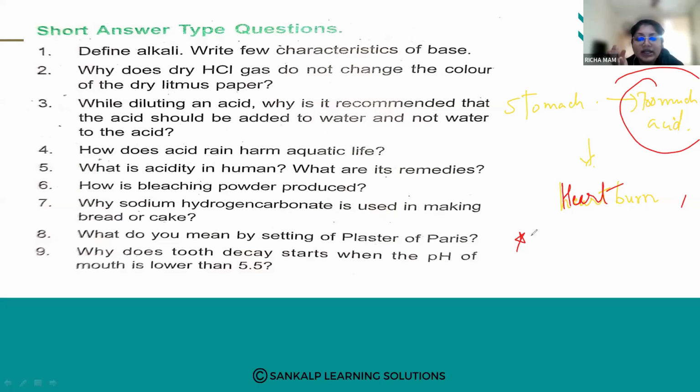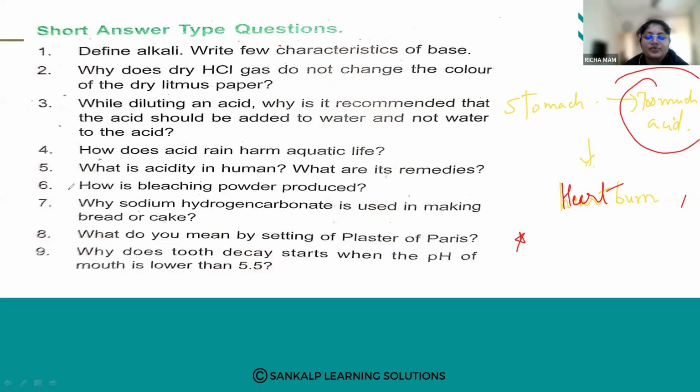Then, some other home remedies: you can eat bananas, mint leaves, and ginger. You can include these in your diet. These are some of the remedies to reduce the acidic level. Then you can take antacids. If you take counter medicines like antacids, what will they do? They will reduce your acidic level. So these are some of the remedies.